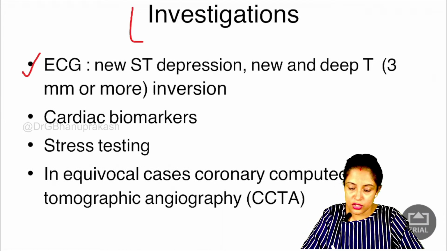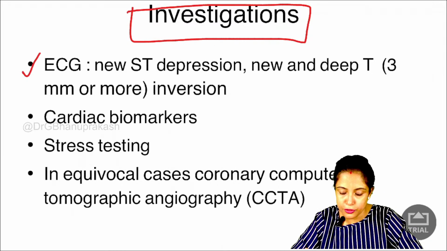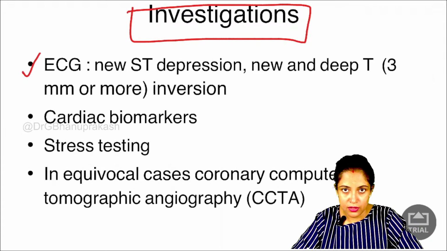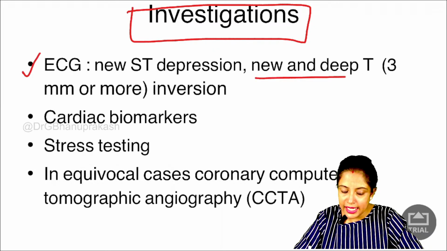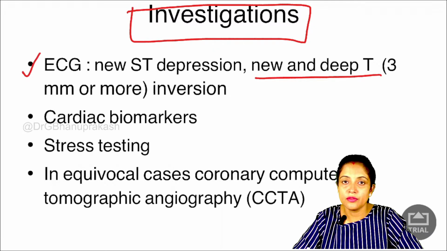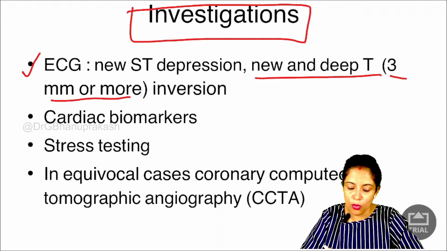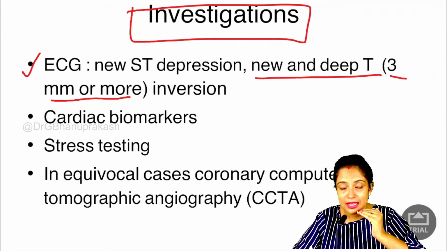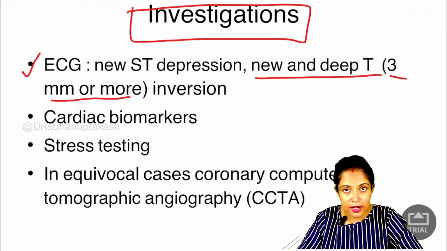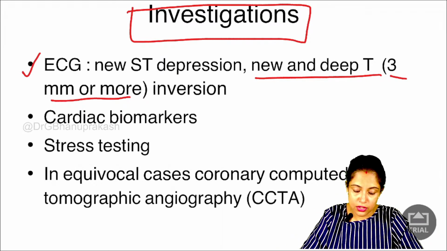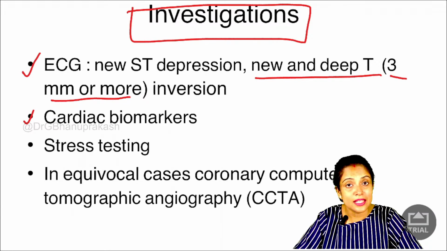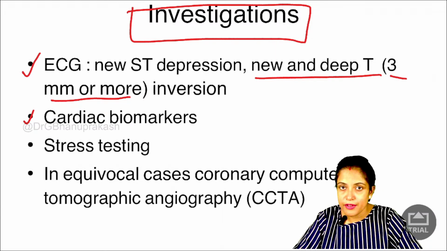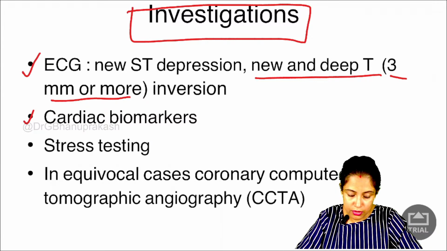Coming to the investigation part, ECG, just now I have talked. There will be ST depression. There will be new and deep T inversion. A T inversion of 3 mm or more is significant. So ST depression along with new and deep T inversion of 3 mm, we should be looking for in the ECG if we are suspecting a case of NSTEMI or unstable angina. Unstable angina patients may not have very typical ECG findings, and the ECG findings may be transient also.